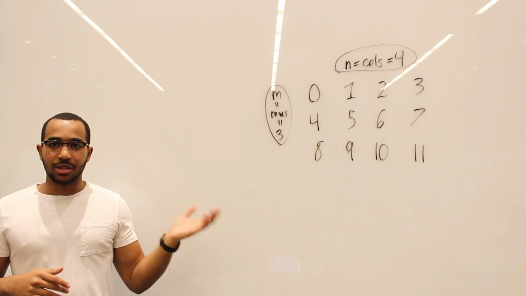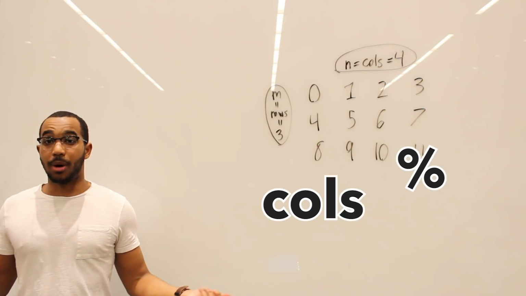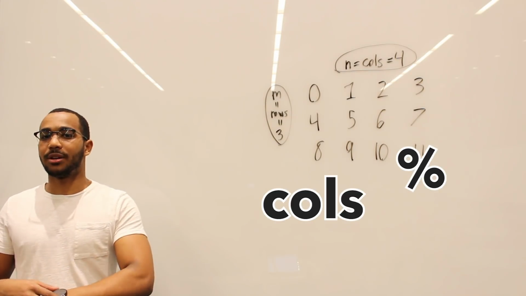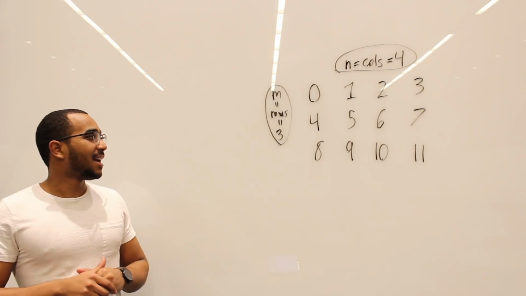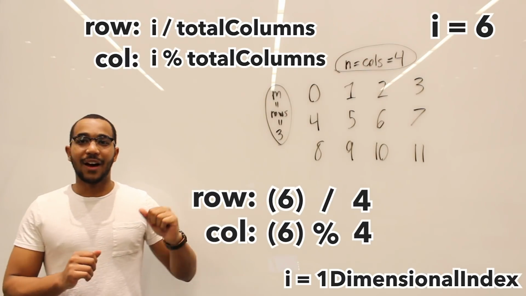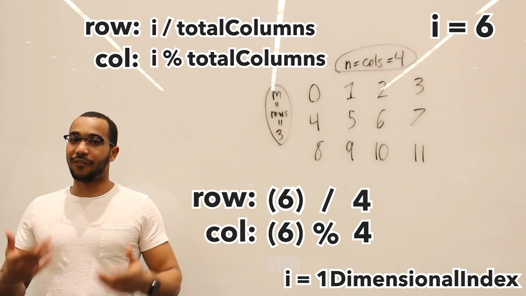And now let's explain the intuition behind the columns. Why do we use the modulo? Why do we use mod? Let's first validate our calculations. So if I'm sitting at 6 again, if I do 6 mod 4.